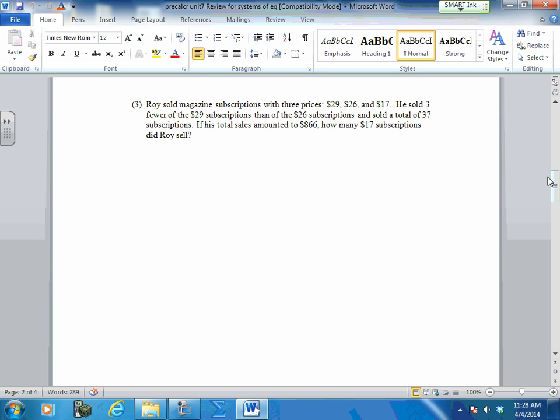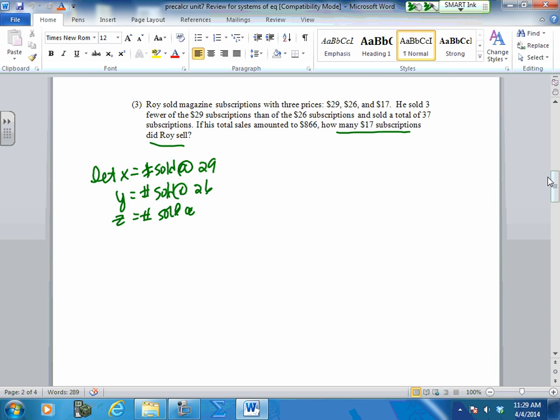Your third one, this is a nice one. This is magazine subscriptions. Again, Roy is going to sell 3 different types of magazines at different costs. We want to know how many he sold of each, so we can figure out how many $17 ones he sold. X is the number that he sold at $29, Y is the number that he sold at $26, and Z is the number that he sold at $17. Now, we notice as we read that he sold a total of 37 subscriptions, so there's your X plus Y plus Z equals 37.